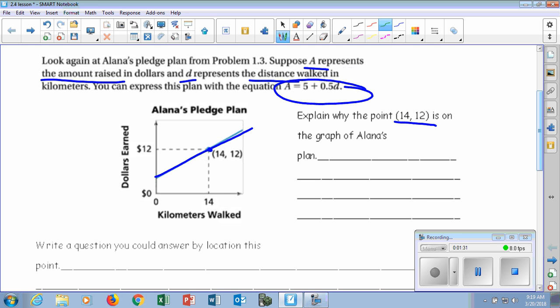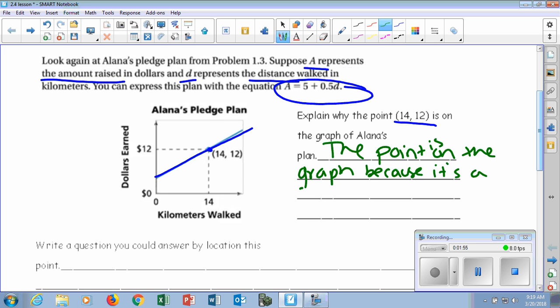Yeah, it does. So we can say that the point, we should say, is on the graph because it is a solution of her equation. What they mean by solution is that it's a point, it's a coordinate on her line, which means it has to be a solution in her equation.